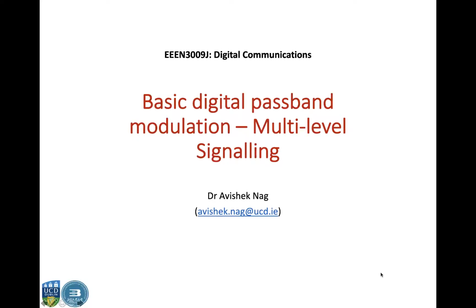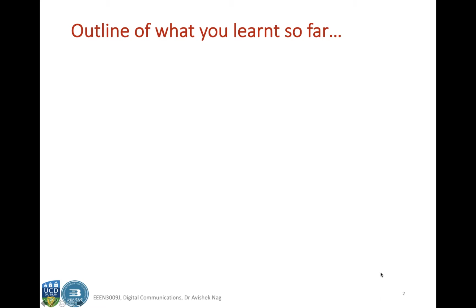Today we will start basic digital passband modulation and multi-level signaling. So far you have mostly seen binary signals with two levels. Today we will see, if instead of sending just two bits 0 and 1, we want to send a group of bits together as a symbol, what are the implications of that?